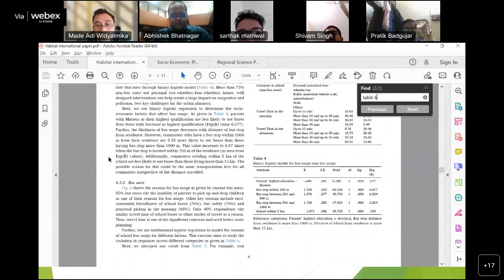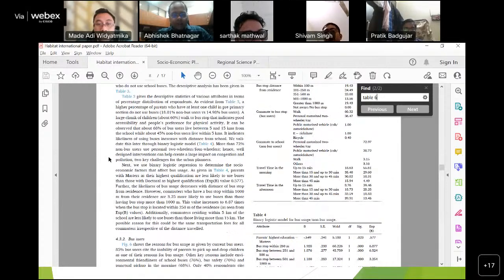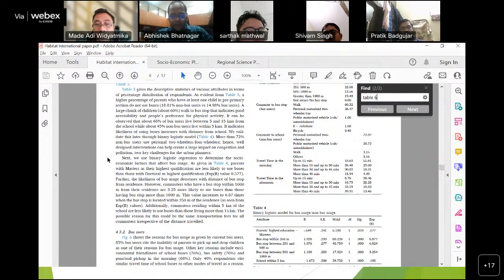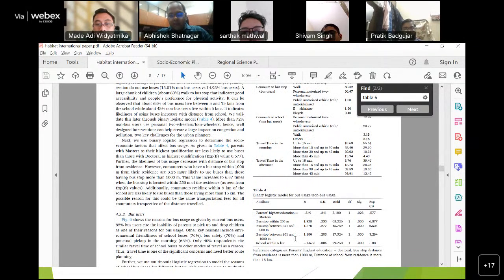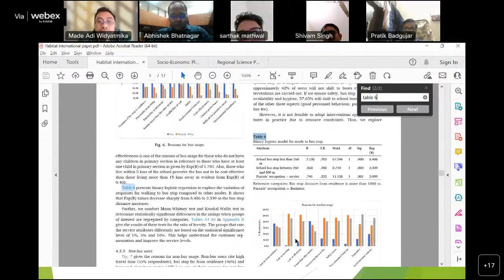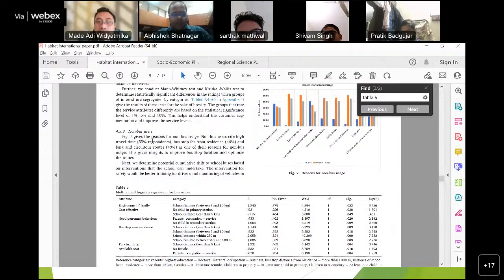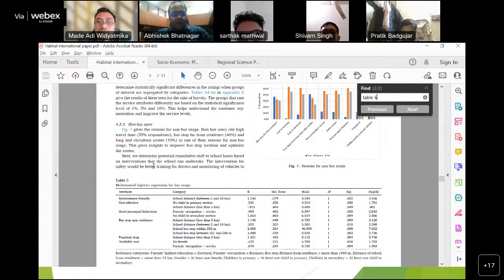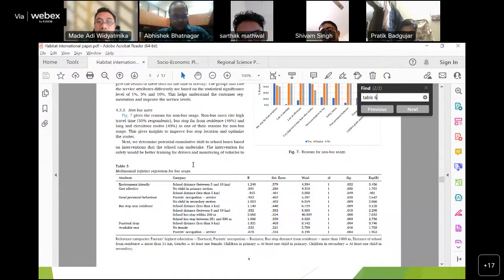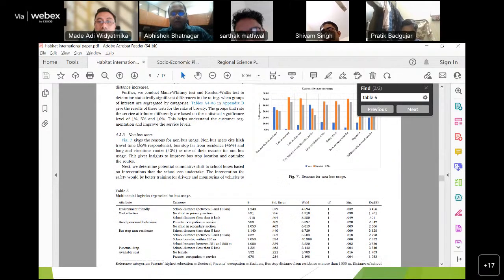Another is like in table 4, I gave this regression, sorry, see this. Table 7 gives the reasons for non-bus usage. This I have given from the figure. Next we determine this thing. So I just gave 2-3 important things that can be interpreted from this figure. Okay, and another thing is table 5.